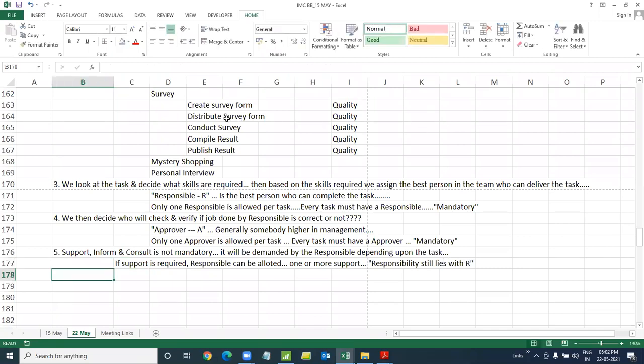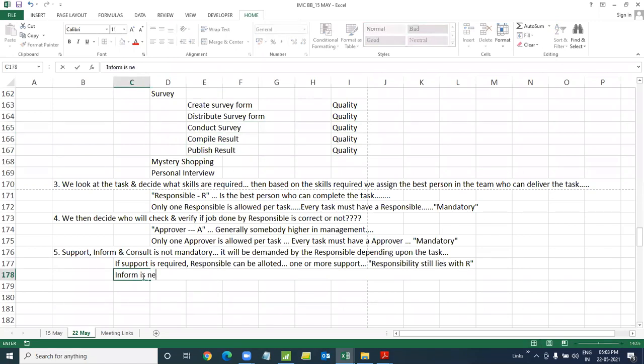Well, you want me to help you conduct the survey? Yes, I can help you conduct the survey. I can help you compile the results. You need some people. Well, people can be allotted to you for helping you, but responsibility is not going to change. Your responsibility will still be there. People can be allocated. If I understand, alone it may not be possible. So you can be given support to help you complete this task.